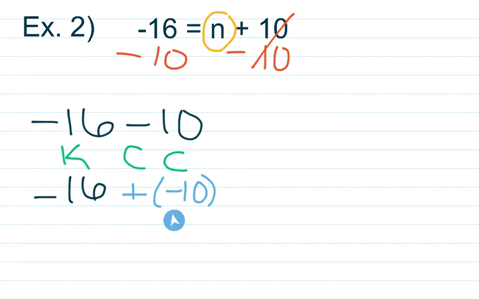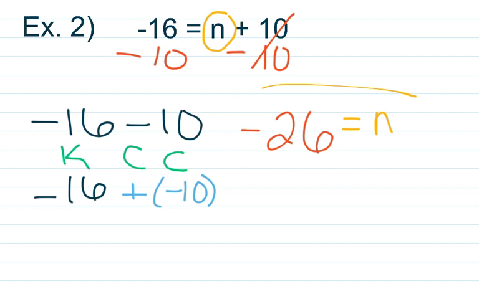We add our two negatives together, so our final answer here is negative 26. But remember, it's an equation. We need to solve for the variable, so we need to have the equal sign and the n in there. So negative 26 equals n.